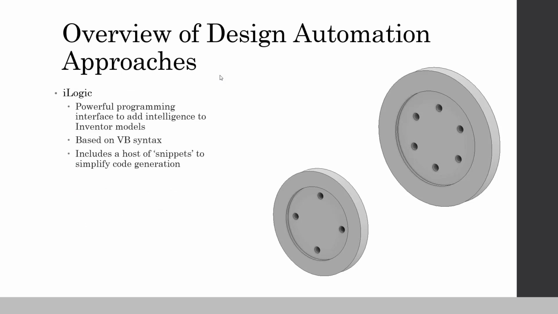Now, iLogic, I would say, is the next step up from that, and it's a big step, but it also provides a lot of benefit. It's extremely powerful. Like I said, it's getting more and more capable and powerful with every release. But it is a great way to add intelligence to your models. And intelligence could be anything from as simple as what I would call a conditional statement, like if the length of this part is greater than 4 inches, then this feature needs to be enabled.